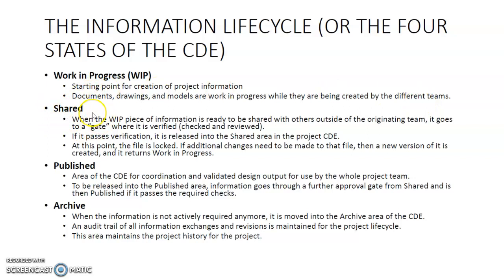If the state changes to the shared state, when a piece of work in progress information is ready to be shared by others outside of the originating team, it goes to a gate where it is verified. That is to say, it is checked and reviewed. If it passes the verification, it is released into the shared area in the project CDE. At this point, the file is locked. If any additional changes need to be made to that file, then a new version of it is created and it returns back to the work in progress state.